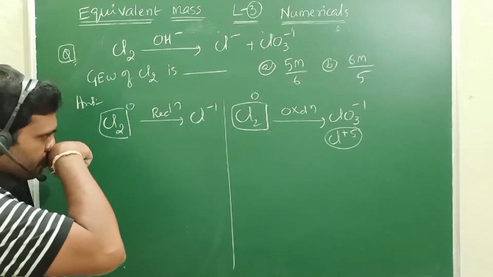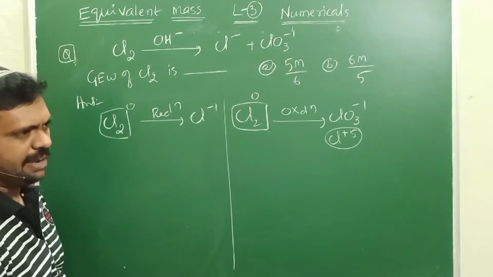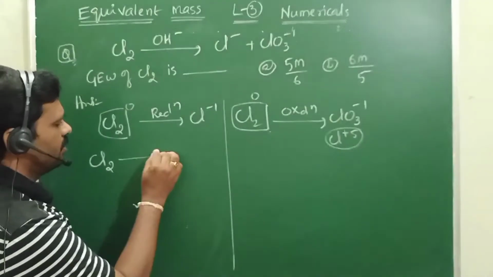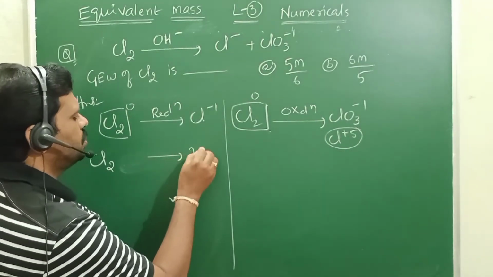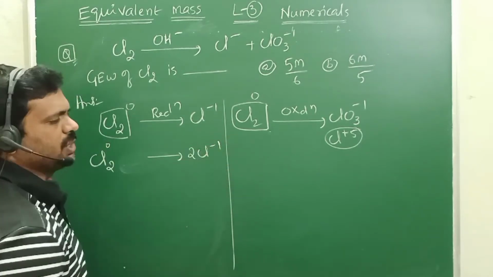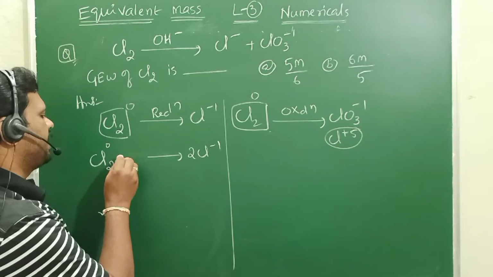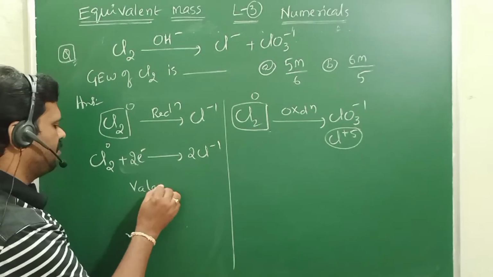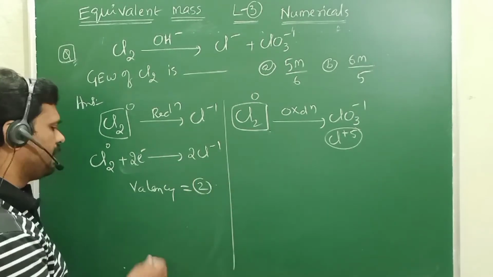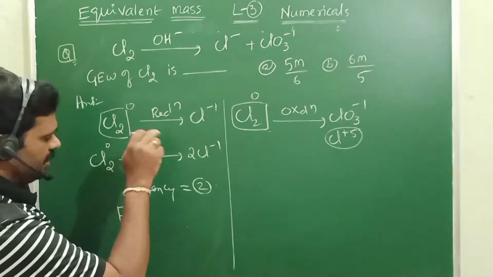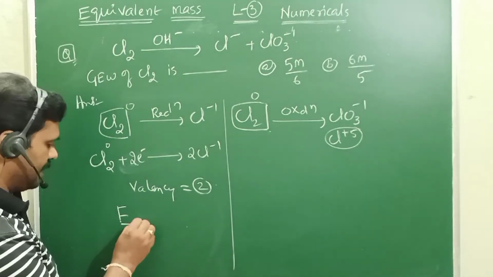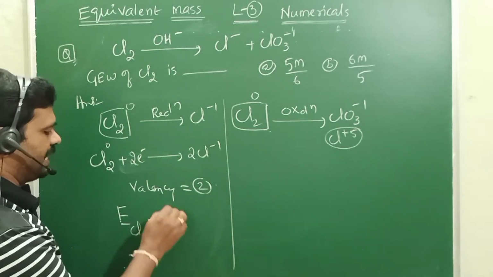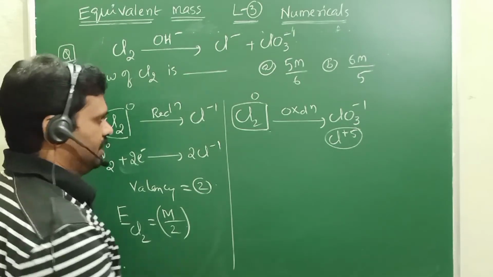Now we have to calculate first of all the n factor or valency factor for this one. So Cl2, 2 chlorines are present. Now that is 2 Cl minus 1. 0 to minus 1, 1 electron. But 2 chlorines are there, therefore 2 electrons are exchanging. Therefore valency factor is equal to 2, and capital E of chlorine in this case, in the reduction, is the capital M divided by valency factor 2, M by 2. Next, come to the oxidation.